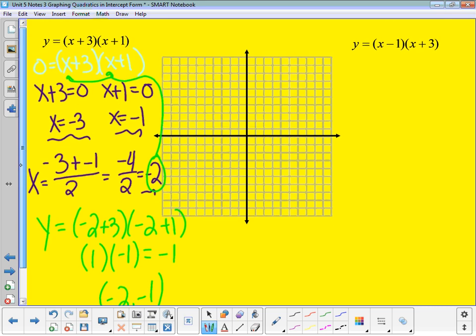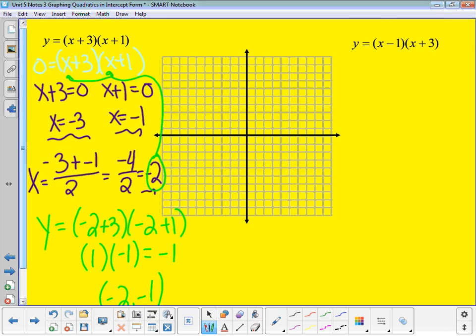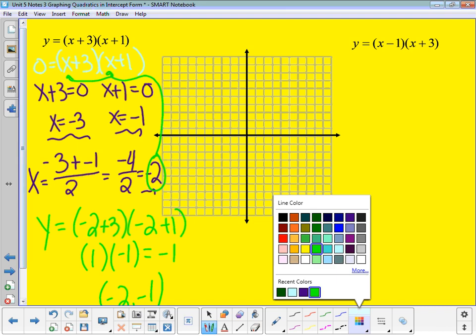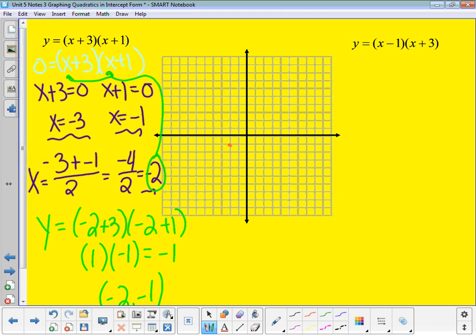So now I've gone through all the work of calculating those. Now I'm going to plot it. So we're going left 2 and down 1. Let me plot that in a darker color for us here. So I plotted that. Now I know my x-intercepts are -3 and -1. Notice that x-intercepts can be written as the points (-3, 0) and (-1, 0). So I'm going to go on my x-axis. Remember, x is the horizontal one. And I'm going to plot those two points on the x-axis. Then I have a pretty little parabola, and I can connect those 3 points to get my parabola.